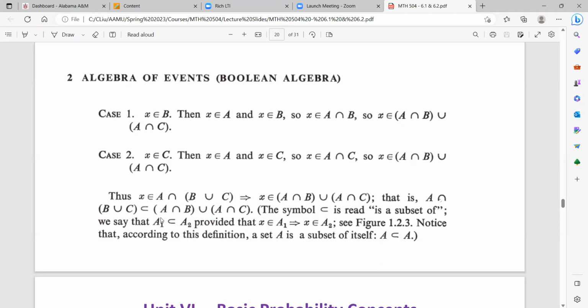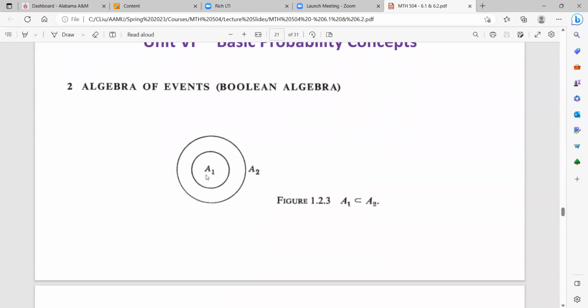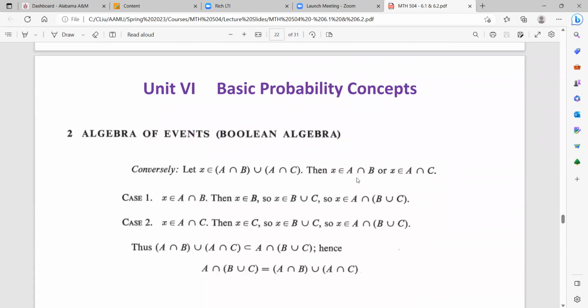Okay. So if we can show the reverse, then it essentially tells us these two are the same. Right now we only have one set inclusion, a one-way inclusion. This diagram shows if you pick any element in A1, it's also in A2, so that means A1 has to be a subset of A2. So let's just show the converse. We want to show if X is in A intersecting B union A intersecting C, then we have to show X is also in A intersecting B union C.